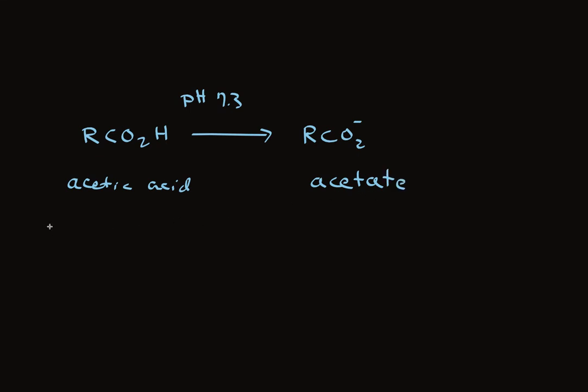Lactic acid would be lactate, benzoic acid, benzoate, and so on and so forth. My point is, under physiological conditions in plants and animals, carboxylic acids exist, but they exist as the conjugate bases, and they're referred to as the conjugate bases by name: acetate, lactate, benzoate, and so on.